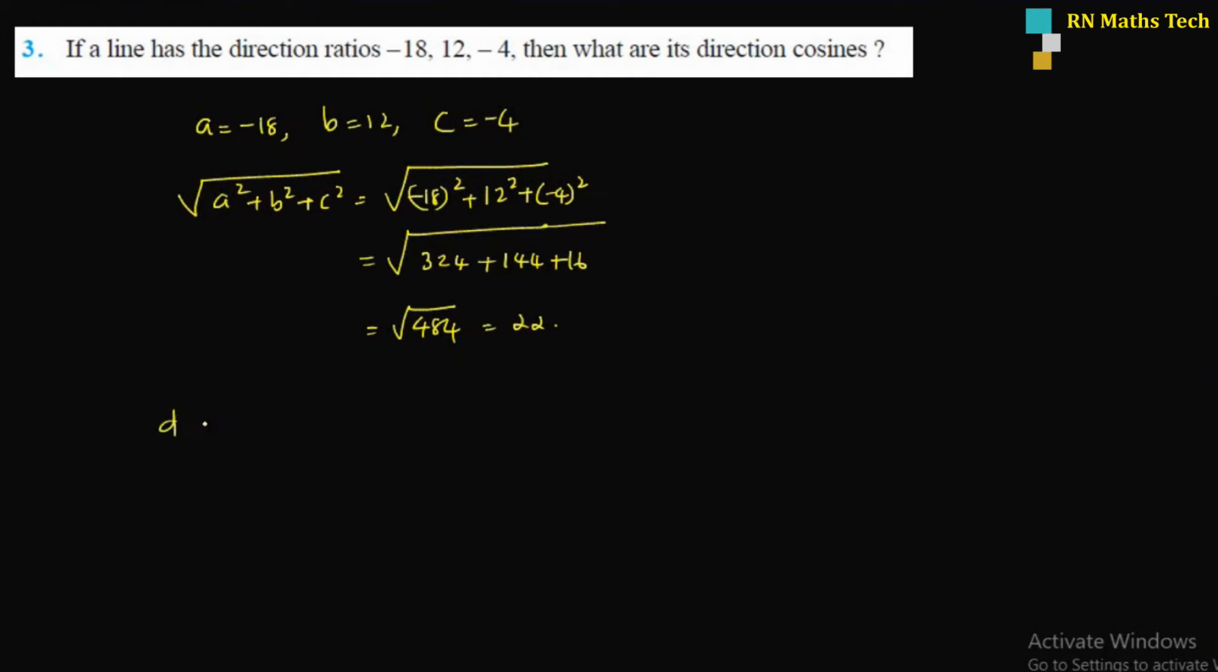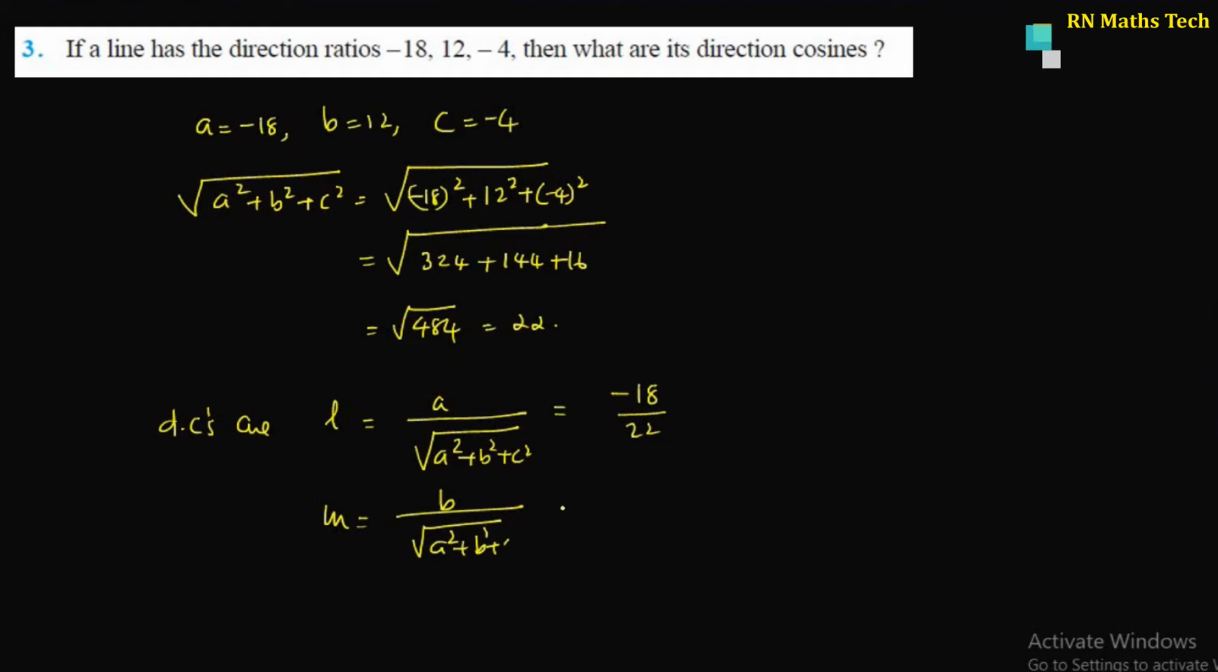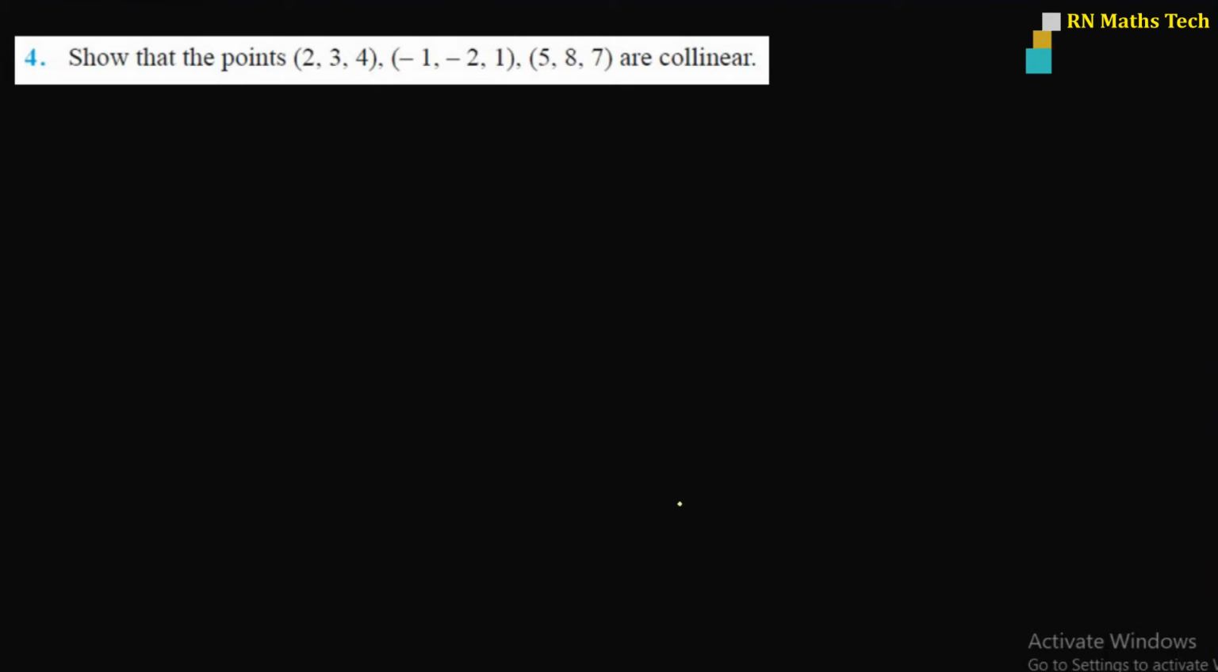Now direction cosines are L is equal to A by root of A square plus B square plus C square, that is minus 18 divided by 22. M equal to B by root of A square plus B square plus C square, that is 12 by 22. And N is equal to C divided by root of A square plus B square plus C square, that's equal to minus 4 by 22. So these are the LMN, not C, LMN. So these are the direction cosines. Now the fourth one.